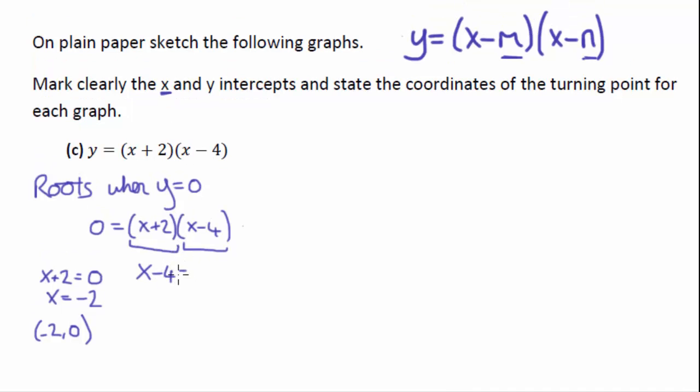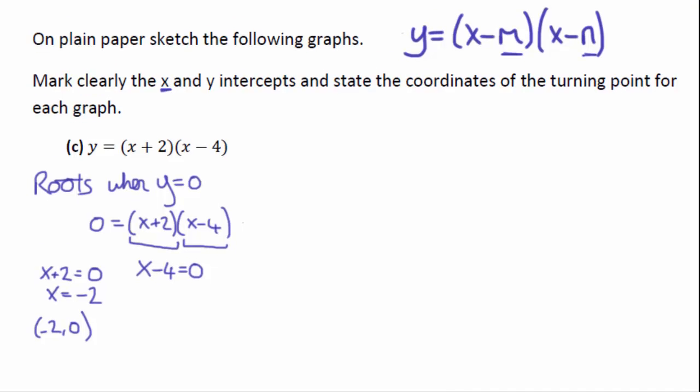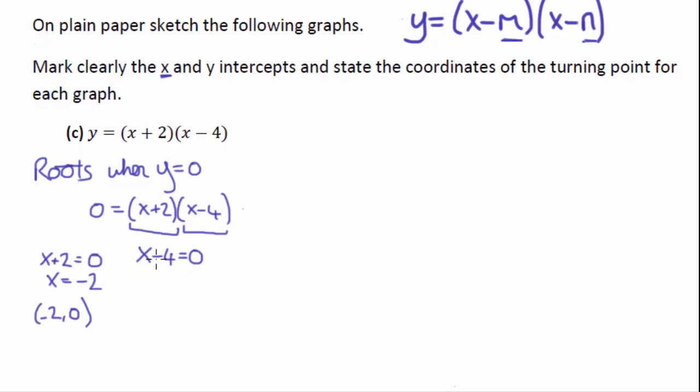x minus 4 equals 0. I'll scroll this up a wee bit. So x, what could x be in order to have that side 0? So we add 4 to both sides to isolate the x, so x equals 4. So that's your second root. So what we've got is a root at position 4, 0.